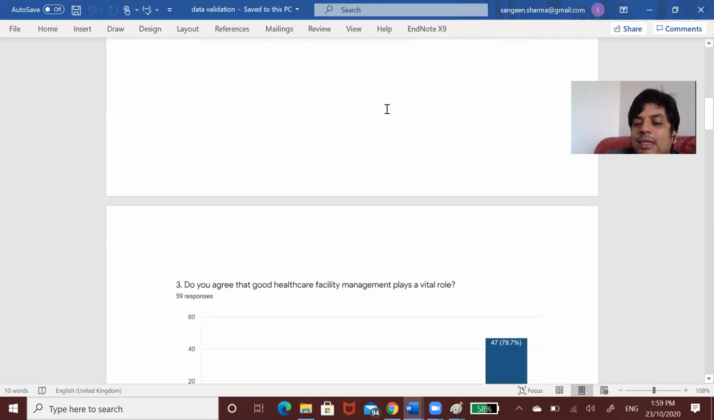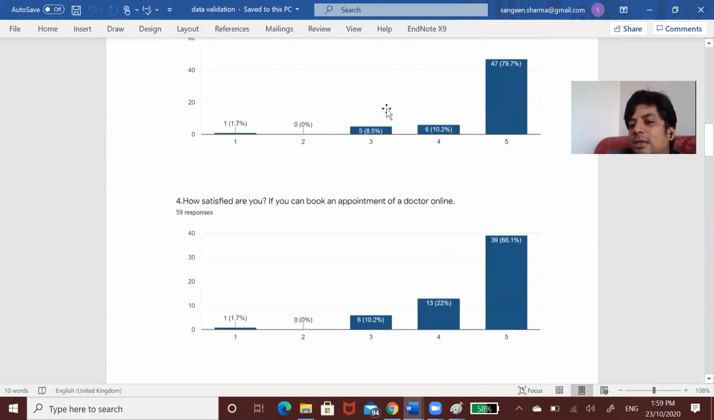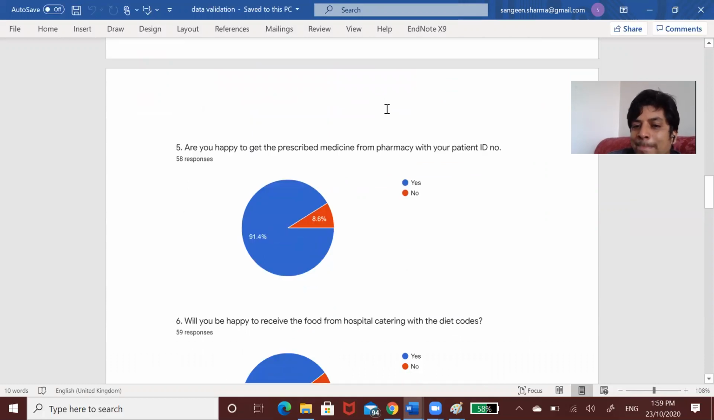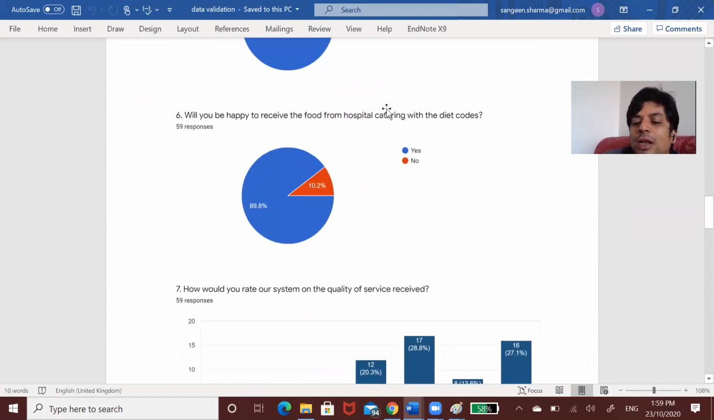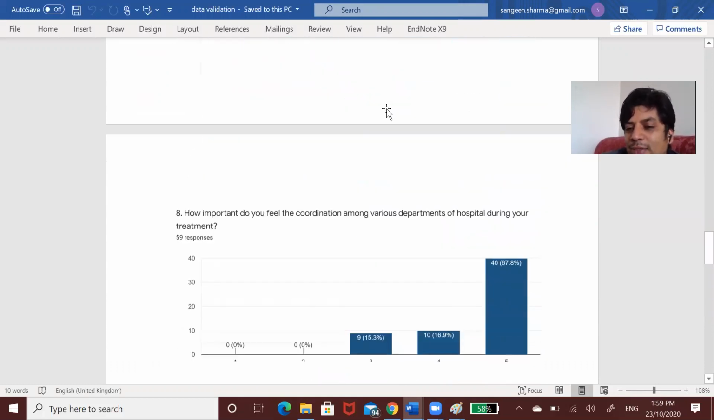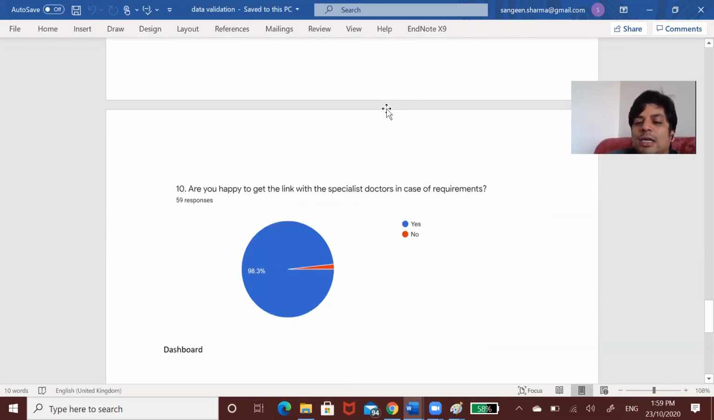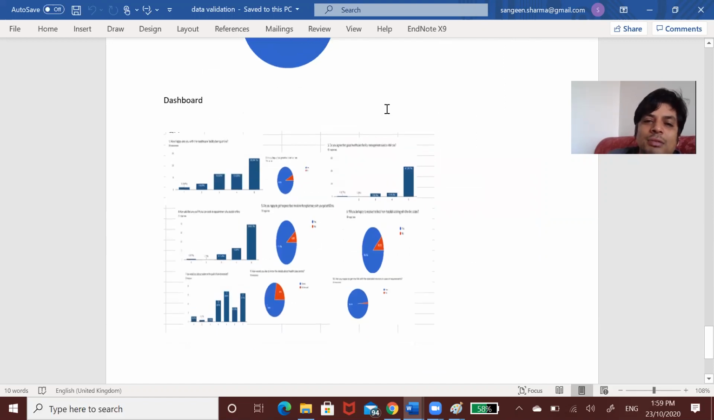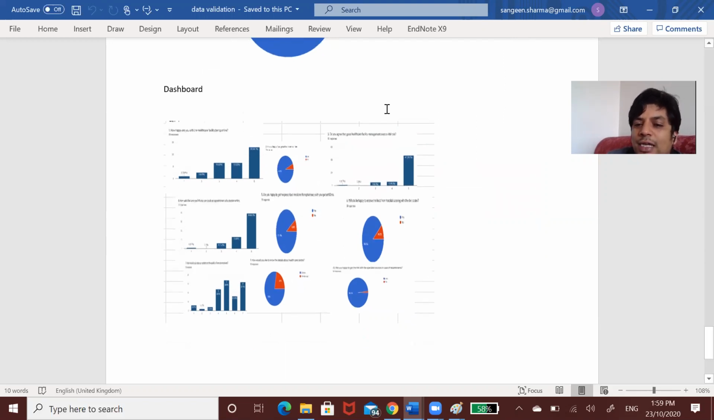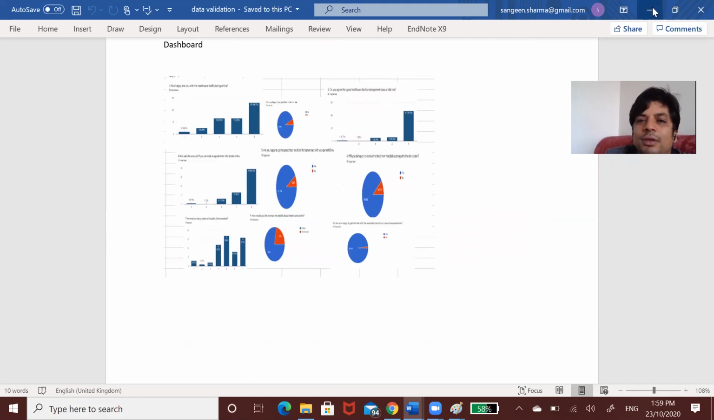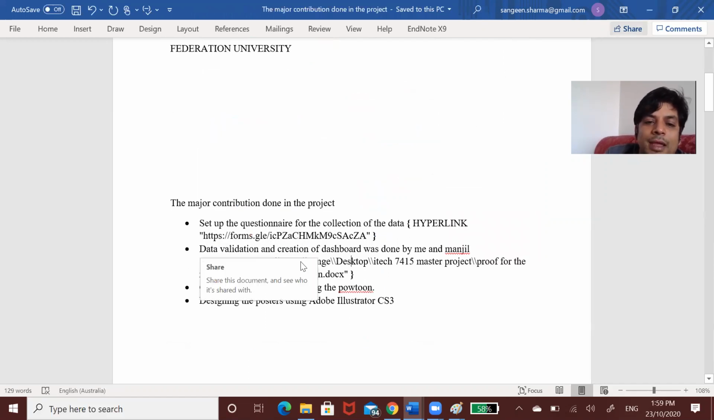So this data validation helped us to create the online healthcare facility management system, a better healthcare facility system that could be made online. And on the basis of these different data and the validation of data, we have created the dashboard, and this is the dashboard.